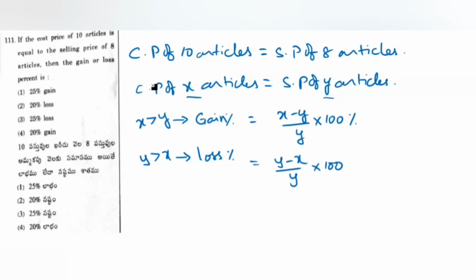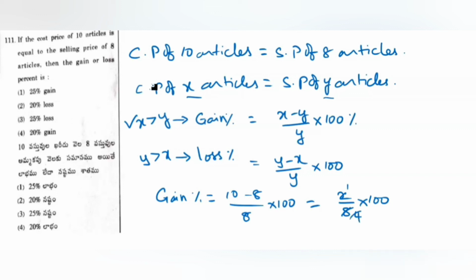So here in this case, in the first option, X is greater than Y, so it is definitely a gain percent. So let us write gain percent is equal to (X minus Y), 10 articles minus 8 articles, by Y, 8 articles, into 100%. So that is nothing but 10 minus 8 is 2, 2 by 8 into 100. Now doing cancellation, we get 2 ones are 2, 2 fours are 8, and 4 twenty-fives are 100. So the answer is 25%. So 25% is gain. So let us see the option, 25% gain. First option is the correct one.